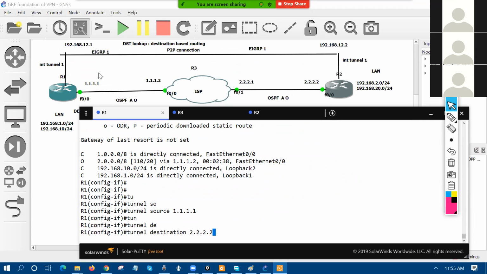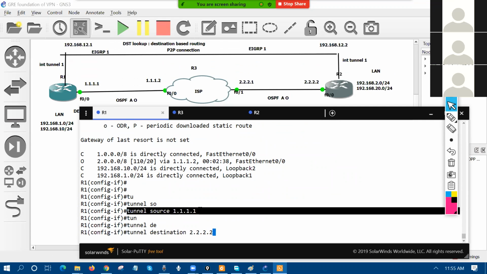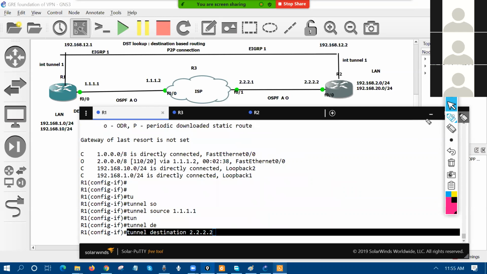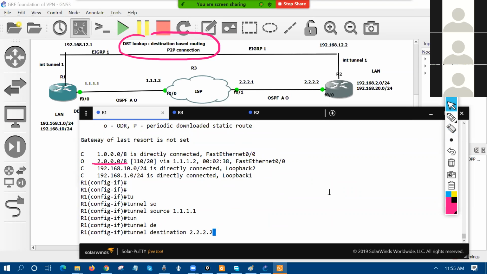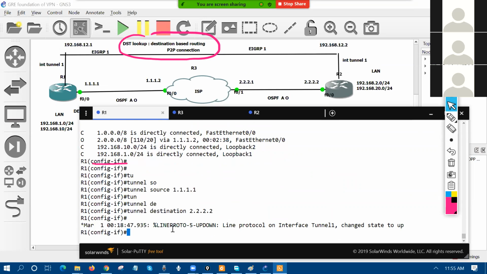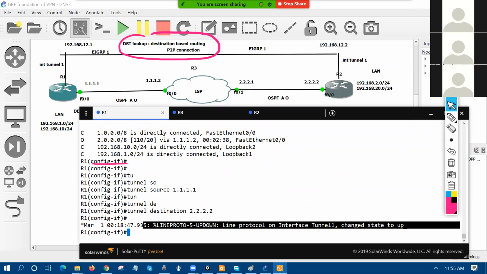Can you see that after putting this command, my tunnel is still down? But once I put the tunnel destination 2.2.2.2, what is Router 1 going to do? It is going to perform a destination lookup for 2.2.2.2. Do we have reachability? Do we have a route for this destination? If yes, then I'm going to bring this interface up.